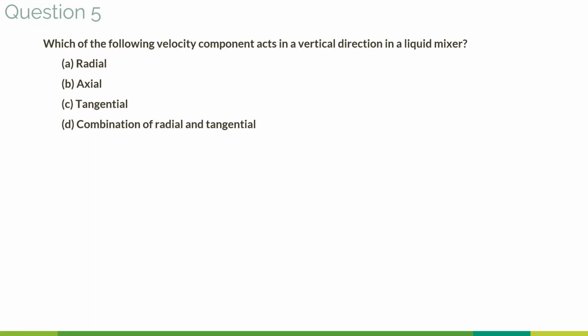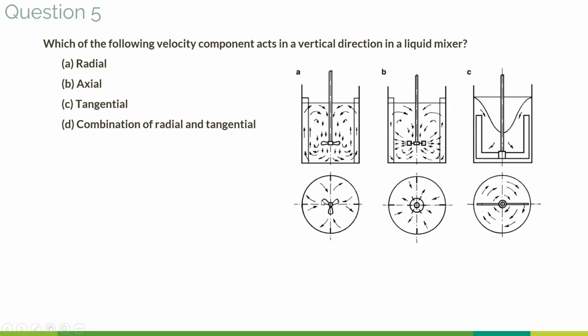Okay, question 5. So questions regarding the velocity component are also very frequently asked in the assignments. So which of the following velocity component acts in a vertical direction in a liquid mixer? So you have A radial, B axial, C tangential, and D combination of radial and tangential. So as mentioned in the question here, you have 3 different kinds of velocity components that are being discussed.